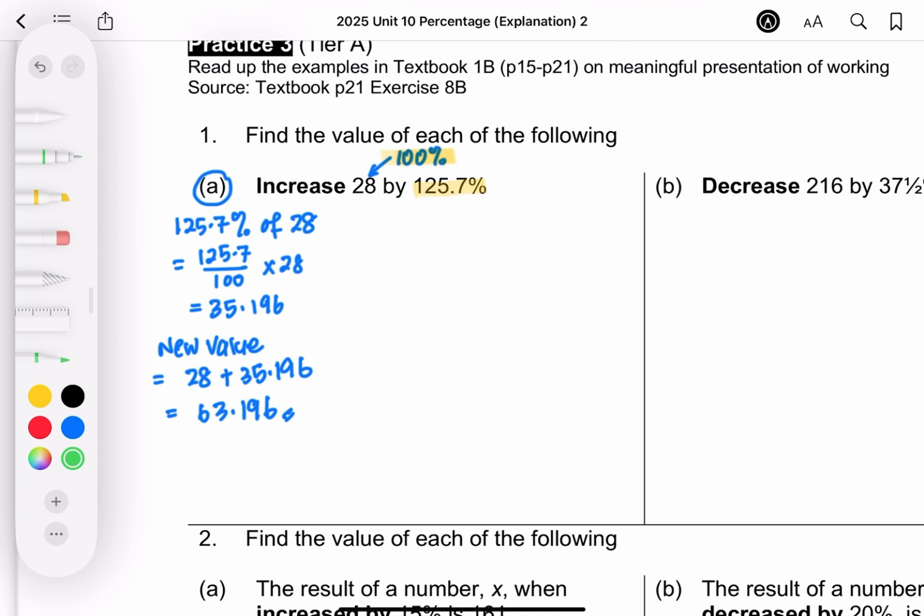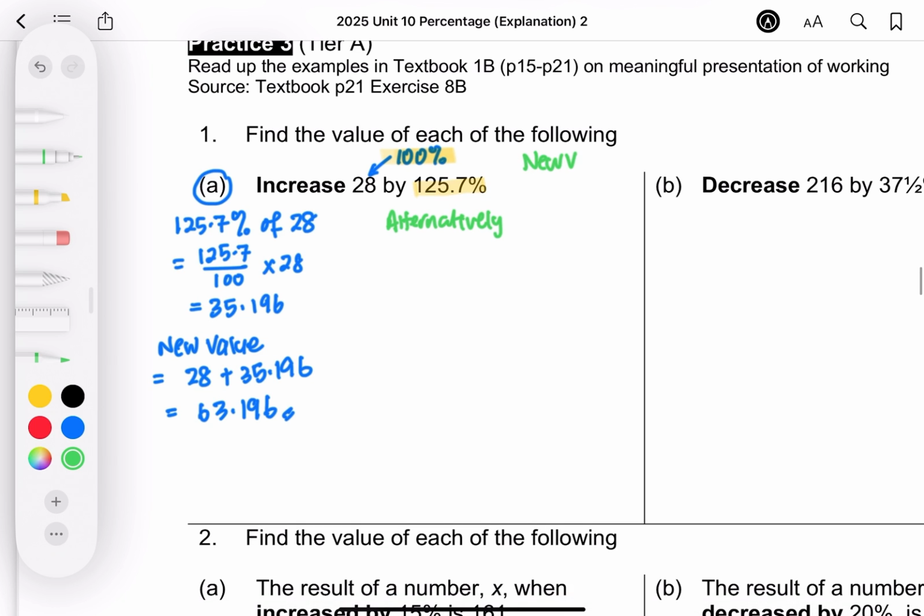Alternatively, we can also combine the steps. In other words, we know that the new number, the new value, is actually the sum of the original and the increased amount. Therefore, we can actually add this, and this will be the new percentage that we have.